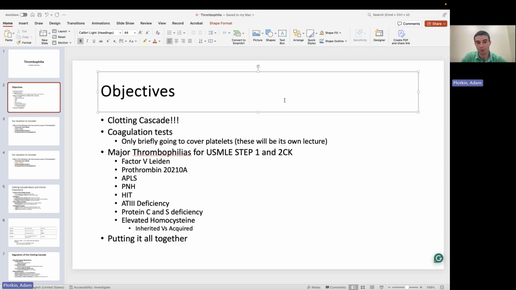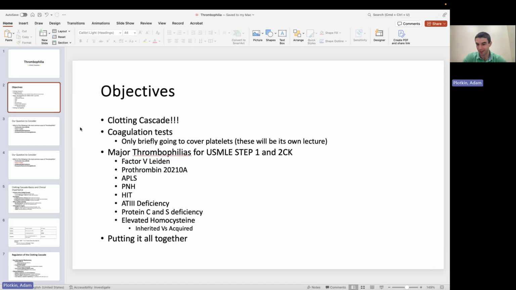Thrombophilias are definitely one of my favorite topics. I feel like I say that for every lecture because it's true, because I love it all. But it's really high yield, and it's fun to talk about if you understand the physiology and pathophys.